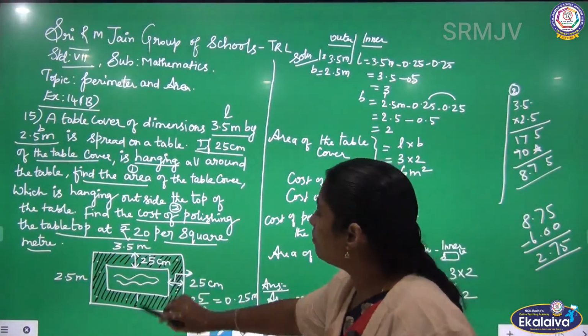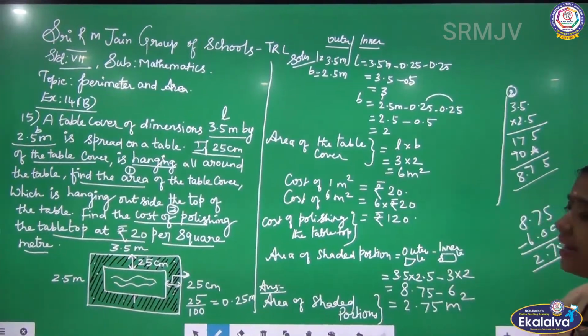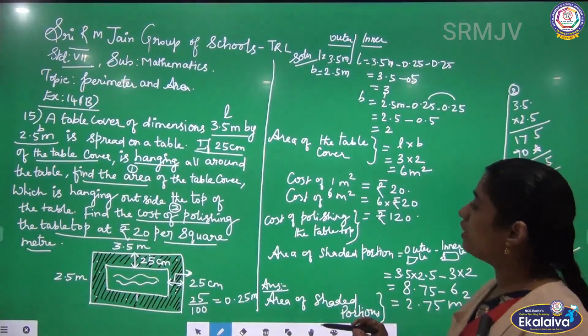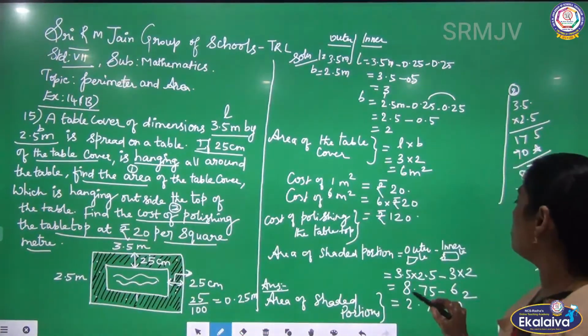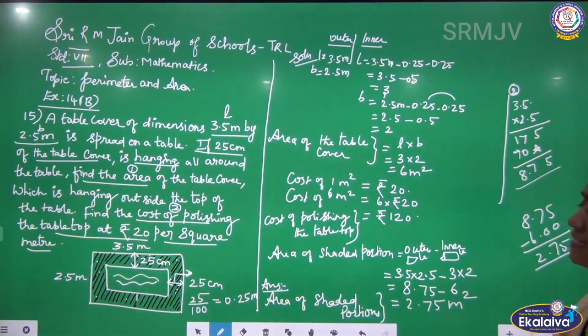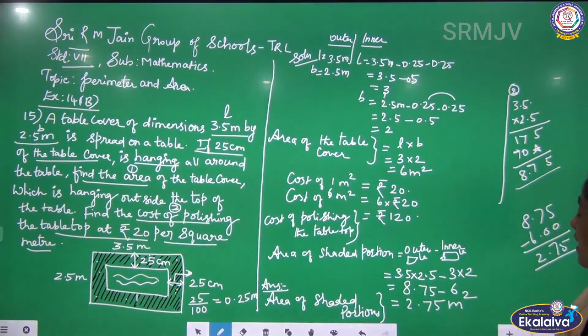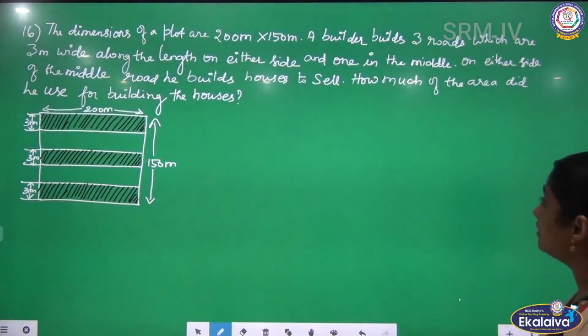What I can get here by multiplying 6 meters square. So 20 into 6, I can get rupees 120. After finding this, I am going to find out the shaded part region. The shaded part means outer rectangle minus inner rectangle. When I multiply the area of the rectangle, length into breadth, and subtract, I get 2.75 meter square. Can you clear this, children? Shall I move on to the next one?